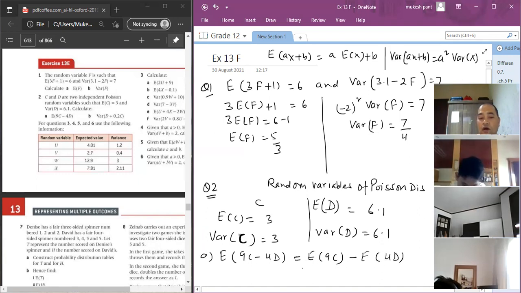So how do we open this one? We know this is the formula. It will be 9 times the expected value of C. There is no constant value here, so no plus or minus b is needed, that is 0, and minus 4 times the expected value of D. So here we can write the values.